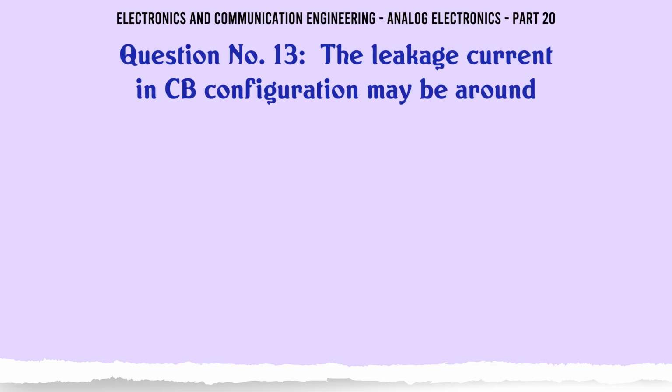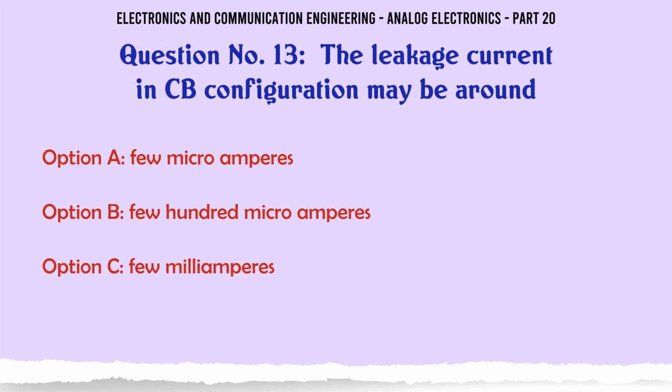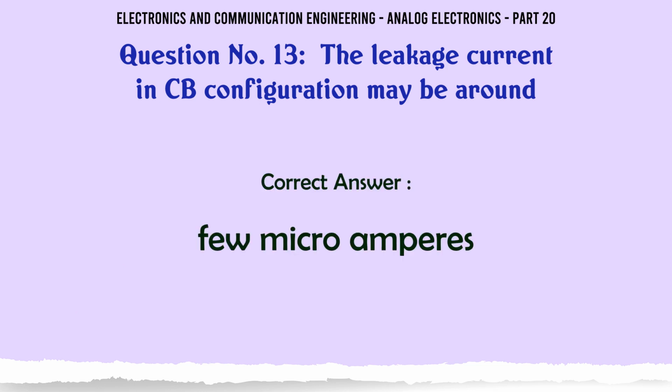The leakage current in CB configuration may be around A. Few microamperes. B. Few hundred microamperes. C. Few milliamperes. D. Few hundred milliamperes. The correct answer is few microamperes.